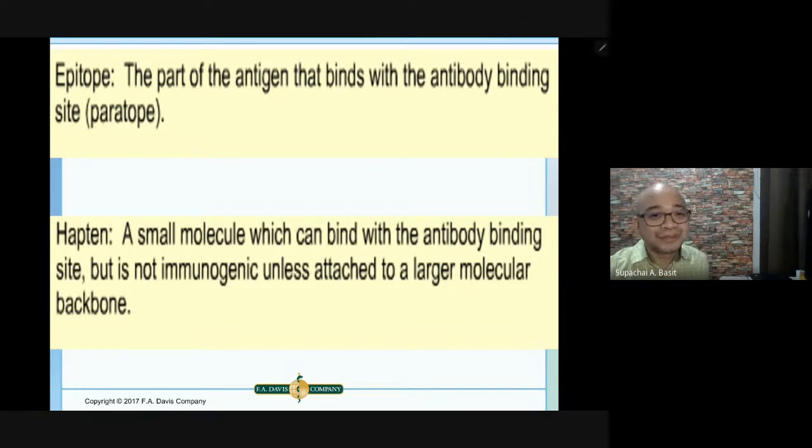So, to summarize what we have discussed, an epitope is the part of the antigen that binds with the antibody binding site. The other term that we use for the antibody binding site is paratope. A hapten is a small molecule, particularly less than 10,000 daltons, which can bind with the antibody binding site. However, a hapten is not immunogenic unless attached to a larger molecular backbone such as a carrier.